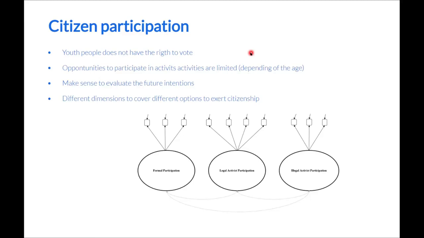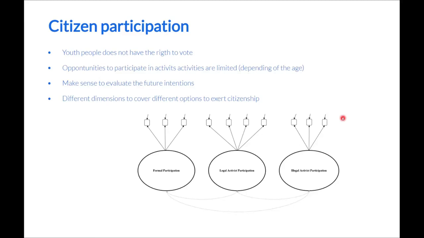And another important part of citizenship is contentious politics. Here, in the contentious issues, we can find at least one distinction: the legal or conventional part, a set of behaviors that are allowed, in which students or people can be involved, and the illegal part. That is another kind of behavior in which people can be involved. Just to say, this is the model that I will test. Dimensions of participation observed with three indicators for formal, four indicators for legal activities, and three indicators for illegal activities.